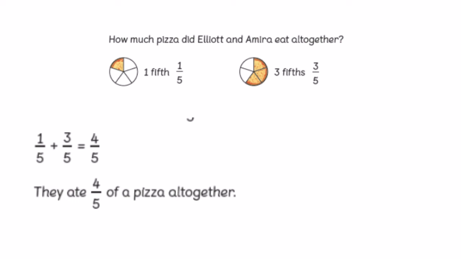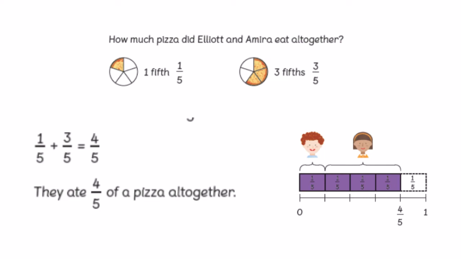I'm going to use a bar model to prove that my answer is correct. I've got a bar that I have split into 5 equal pieces because my denominator is 5. I've shaded one of these pieces to represent Elliot's 1 piece. I've then added 3 more pieces to show Amira's 3 pieces. And I can see all together that I have got 4 pieces. So I've proved that they ate 4 pieces. They ate 4/5 of a pizza.